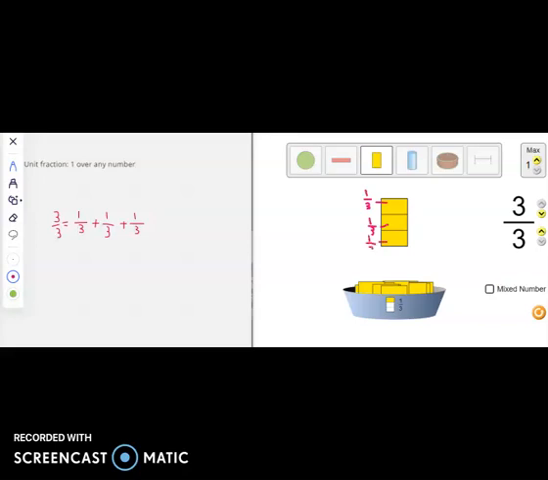Now we know why the denominator doesn't change, because each part of them represents 1 over 3. Then 3 over 3 equals 1 over 3 plus 1 over 3 plus 1 over 3.